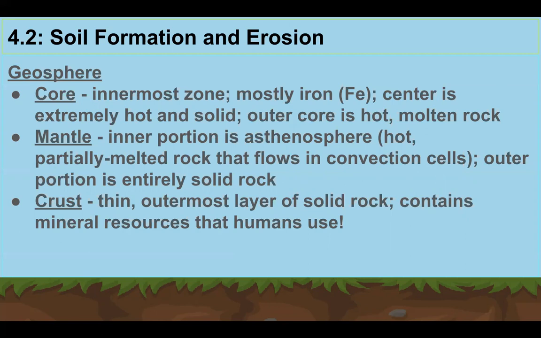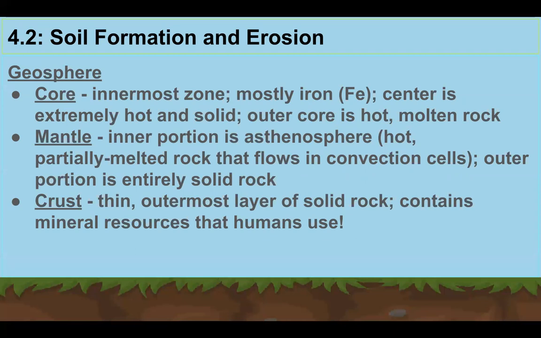The mantle is probably the thickest part of the geosphere. The inner portion is the asthenosphere, where it is made up of partially melted rock, flows in convection currents. So remember, it's going to be very hot near the core, and the hot molten rock is going to flow up towards the surface, where it will cool down and then flow a little bit off to the side before going back towards the core. That would be a convection cell.